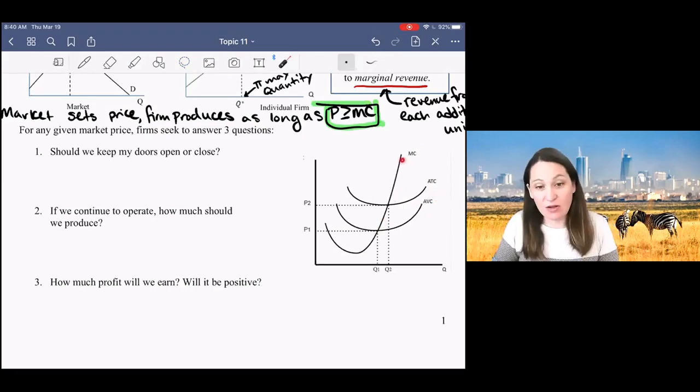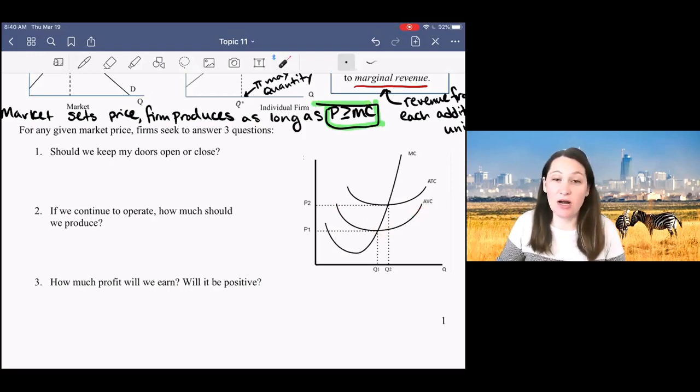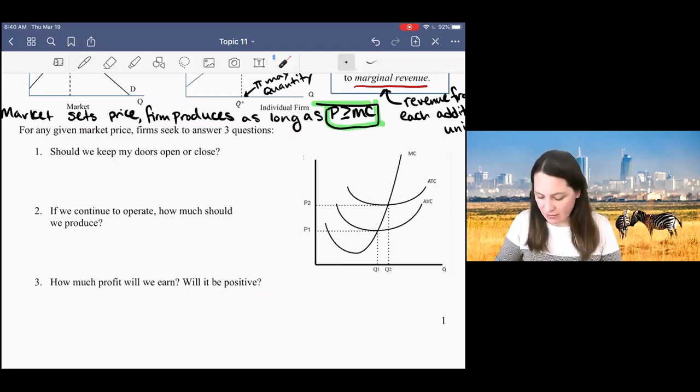Marginal cost should be increasing, and average total cost intersects marginal cost at its minimum. That is also true for average variable cost. Average variable cost also intersects marginal cost at its minimum. Of course, average variable cost is always going to be below average total cost because average total cost includes both fixed costs and variable costs. So your graph problems are going to look like this.